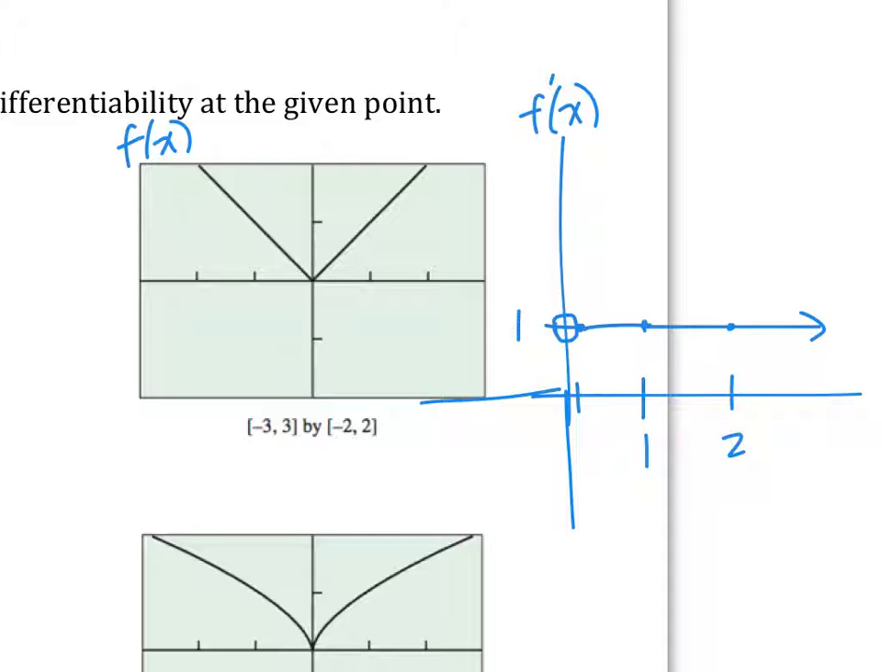Let's look at the left-hand side. When you're at -1, what is the slope of this line? -1. When you're at -2, what's the slope of this line? -1. And when you're really close to 0, let's say -0.1, what's the slope of that line? -1. So you can see that this is also going to have this kind of behavior. And when you're almost at 0, there is nothing, so then there's a hole. Okay, so this graph looks like this.